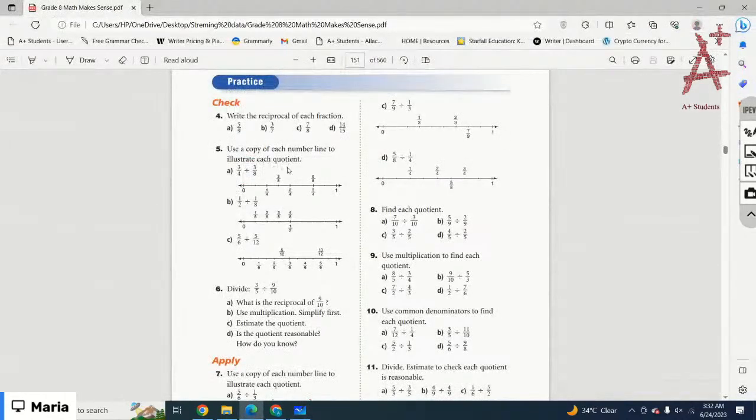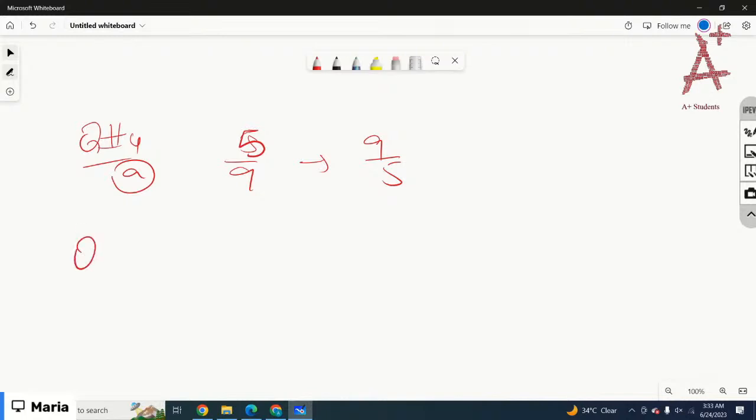Okay, just look at the question number 5. Use a copy of each number line to illustrate each quotient. Got it? So you have to illustrate each quotient. Okay, 3 over 4 divided by 3 over 2. Got it? So 3 over 4 divided by 3 over 2 is, hold on.